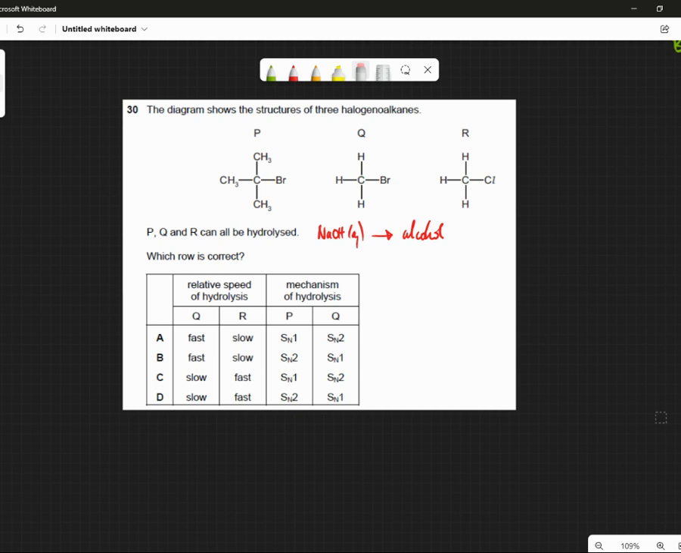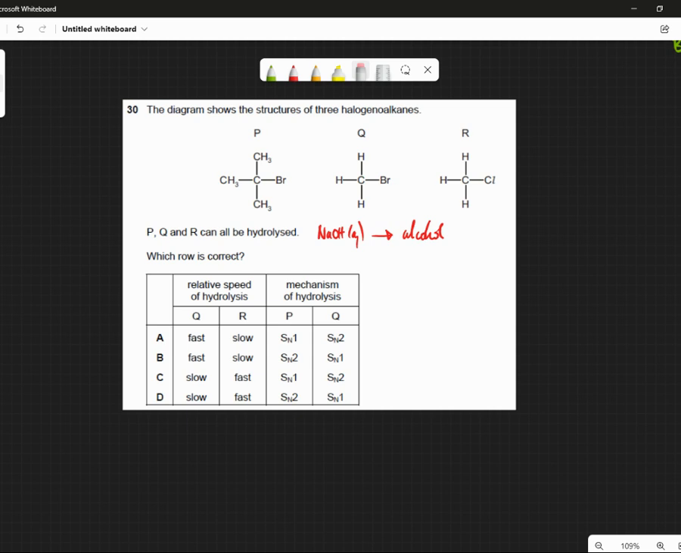Now, which one's going to be easier? Let's have a look. Q, which one? Relative speed of hydrolysis. Which one's going to be fastest here, do you think? Maybe it's this one. Is this one the answer? Is this one, Bonolo, the one you wanted to know about? It looks similar to what you were talking about. No, it's not that one. Okay, dear. So which one is the fastest here?